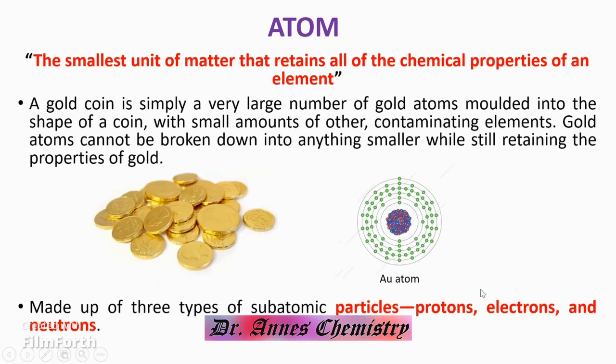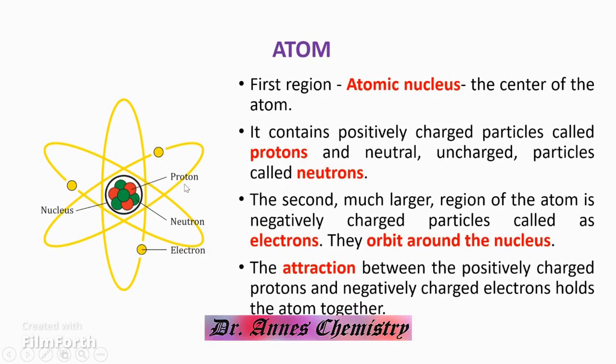When we take a gold atom, it cannot be broken down into anything smaller which will retain the properties of gold. So we can see the gold atom in this. When you take these gold coins, they are made up of a large number of gold atoms like this. I guess now you understand what an atom is. It's the smallest unit of matter. You can consider this as the small bricks we use to construct a house.